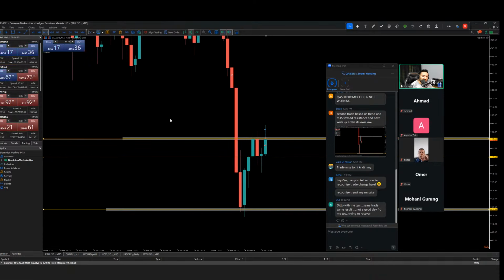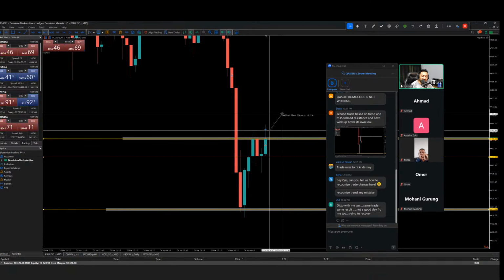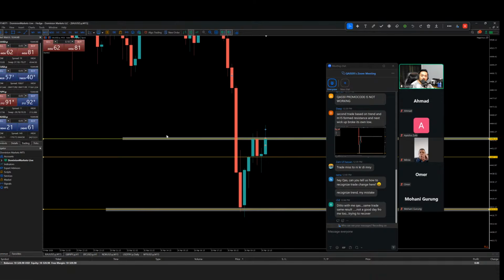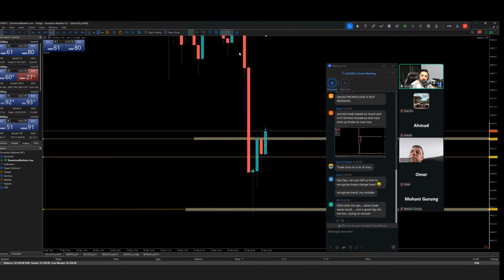Hey, Cass, can you tell us how to recognize trade change here? Yeah, look at this one. I recognize it by taking execution on a buy. If you want to see the market changing its trend, then the candle should create a resistance. Suppose before that the trend was bearish. Then the candle created a support, created a resistance. So then this candle creates a wick and breaks above the previous resistance high. This is how you can recognize.